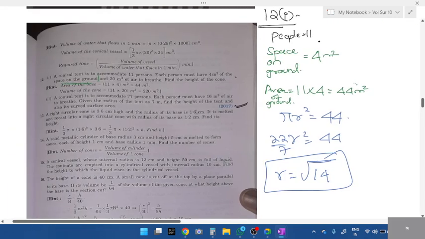Second, read the question again. Each person must have 4 meters square on the ground. That is done. That part we have completed. Next, 20 meters cube of air to breathe. What do you mean by 20 meters of air to breathe, students? So total there are 11 people. 20 meters of air. Air is solid, liquid or gas? Air is in the gaseous form, right?